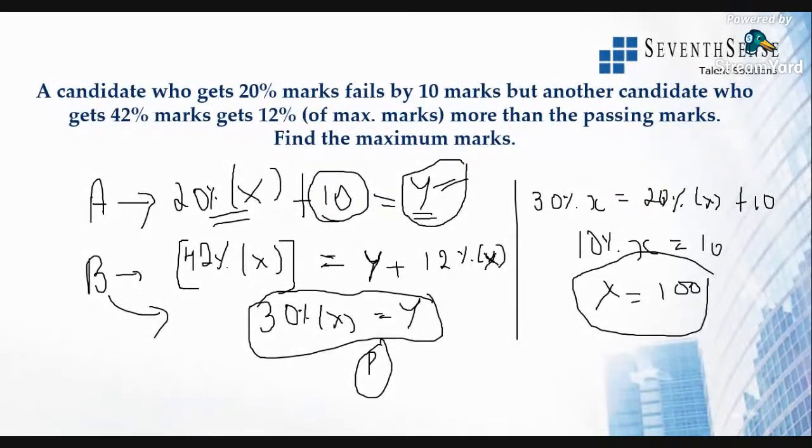Next, we want to find out the maximum marks. We don't know the passing marks here, but we know the equation that we are splitting up: 30% of X is equal to 20% of X plus 10. That is the equation from candidate A. That is, 30% of X is the passing marks. Take the difference, you will get 10% of X is 10. X value will be 100. We'll go on to the next question.